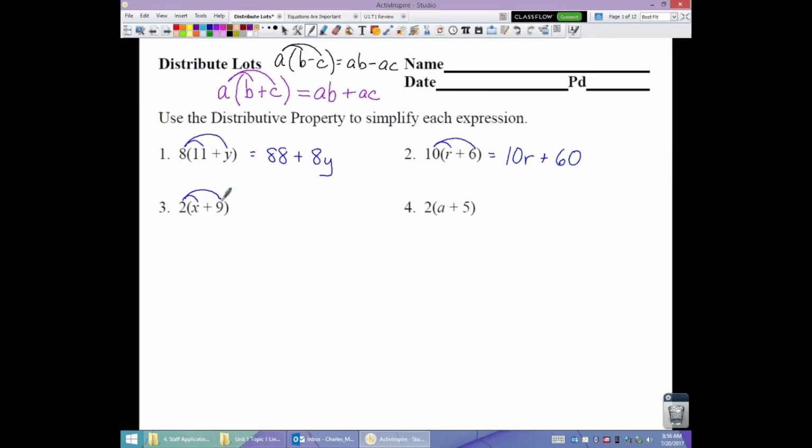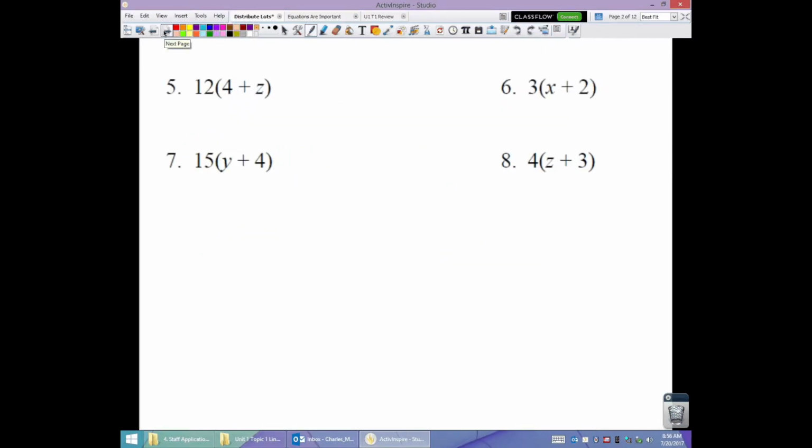2 times x and 2 times 9 gives me 2x plus 18. And here, 2 times a and 2 times 5 is 2a plus 10. And all of those are already simplified as much as possible. Number 5, 12 times 4 is 48. 12 times z is positive 12z.